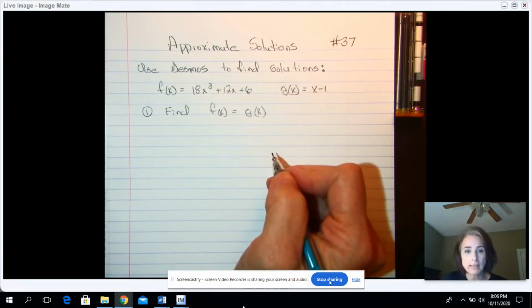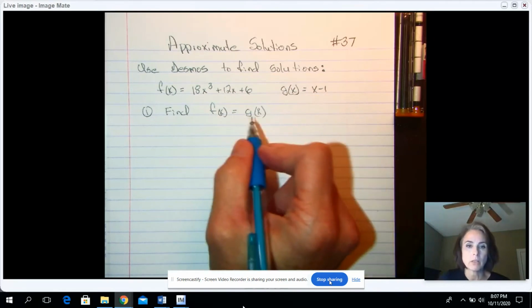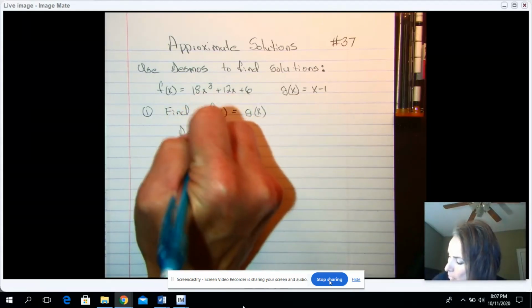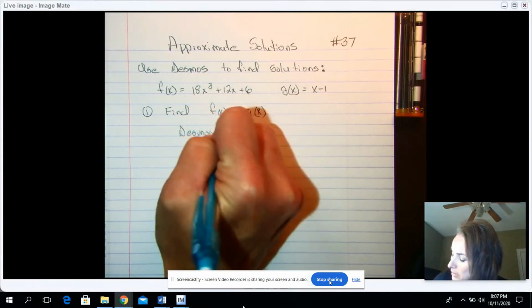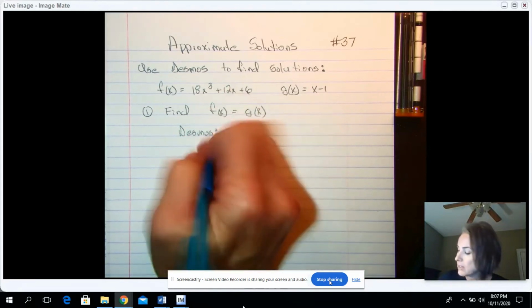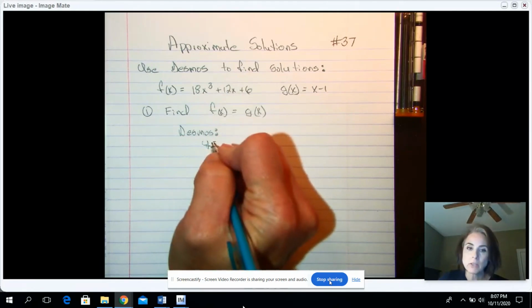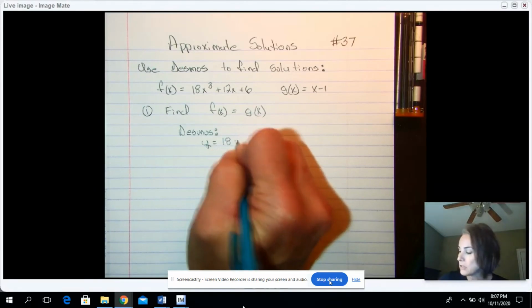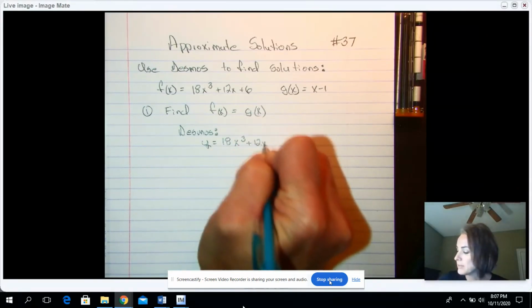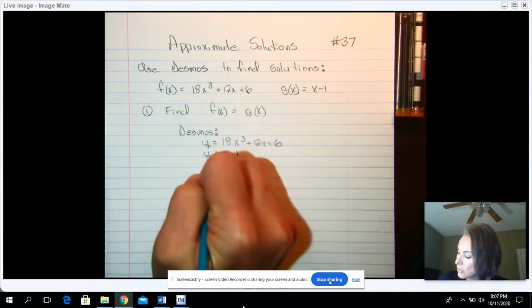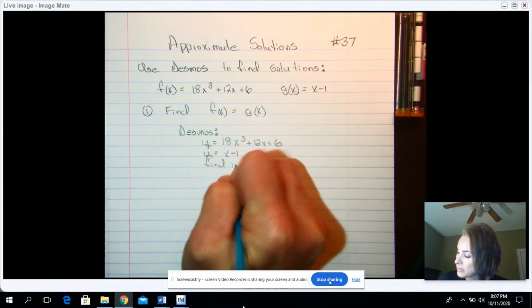Now we've already done this by hand. But what we're going to do now is we're going to learn how to do it with Desmos. You can use a graphing calculator, but it's a little bit harder to find the intersections. There's a little bit more work you have to do. Desmos makes it super easy. Plus on the EOC, you would have access to Desmos. So you're going to do y equals 18x cubed plus 12x plus 6, and then another y equals x minus 1, and then you're going to find the intersections.